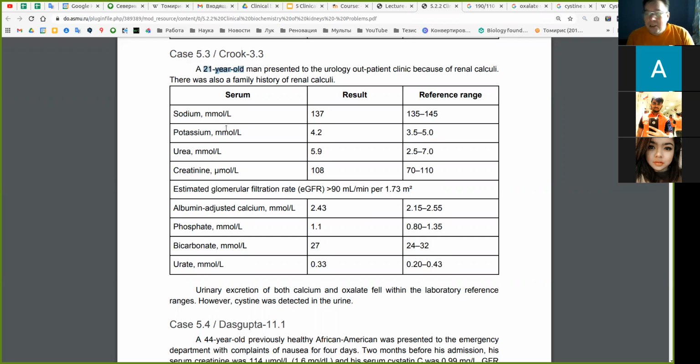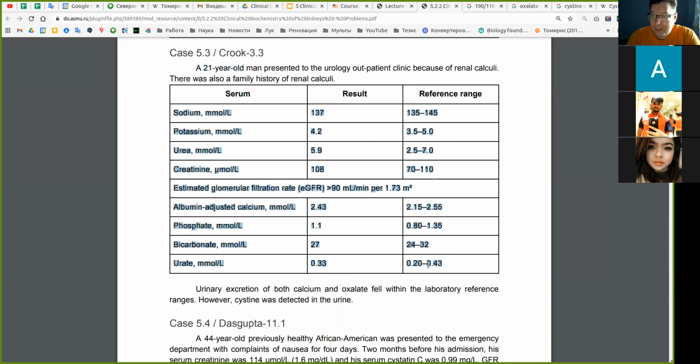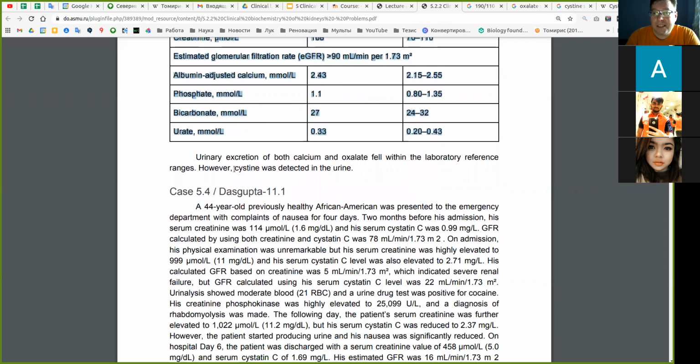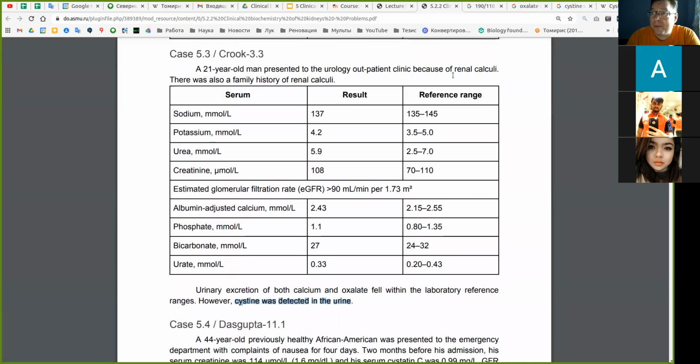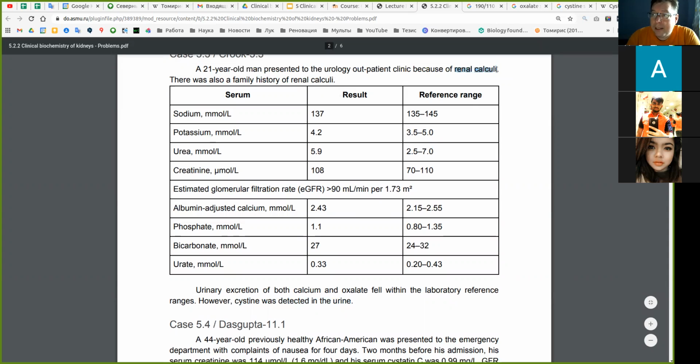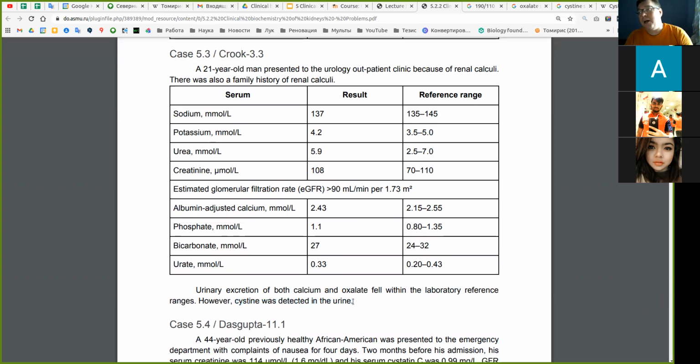But here we see a 21-year-old man who has relatives with renal calculi. All biochemical tests are in reference range, but we see cystine was detected in urine. So we can suppose that this renal calculi is induced by accumulation of cystine in the urine. So this is the answer for this clinical case.